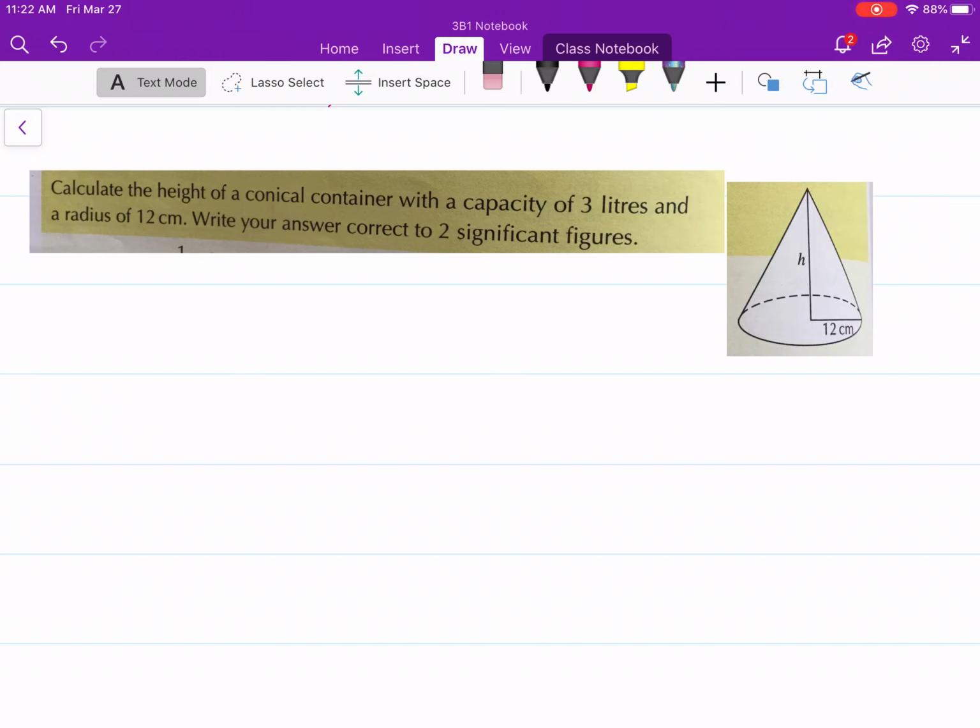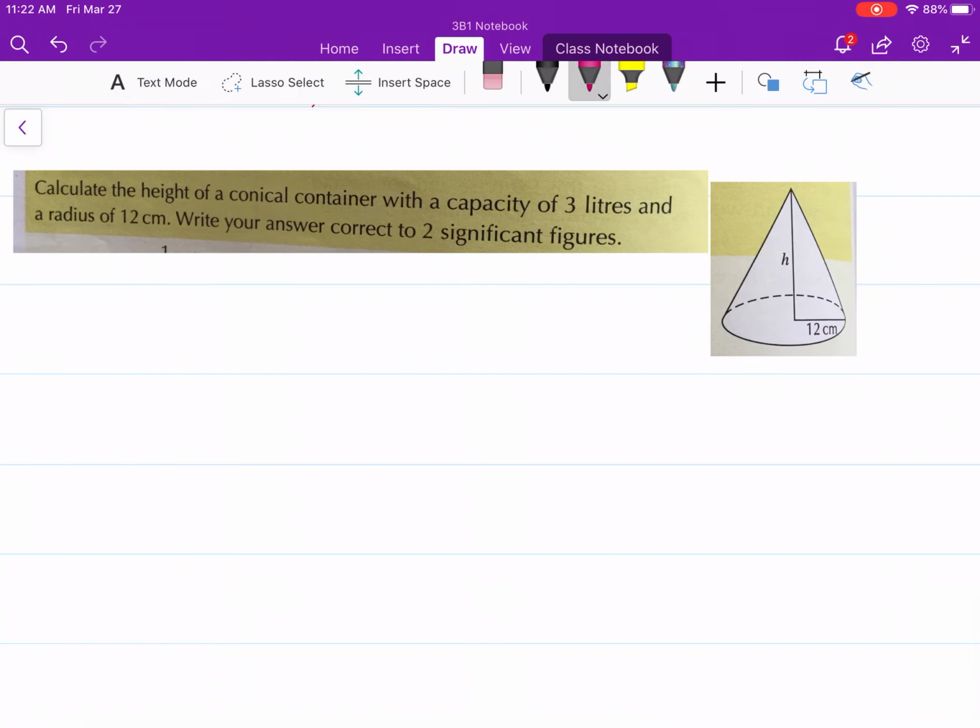Let's find the height of this cone. So the question is asking you to find the height of this cone, and it's giving you the capacity of 3 liters. Now don't get confused by the word capacity. Capacity is the same as volume. So the question is actually telling you the volume is 3 liters.